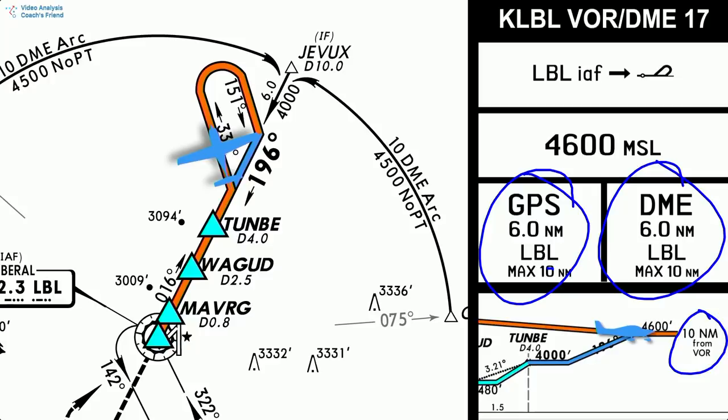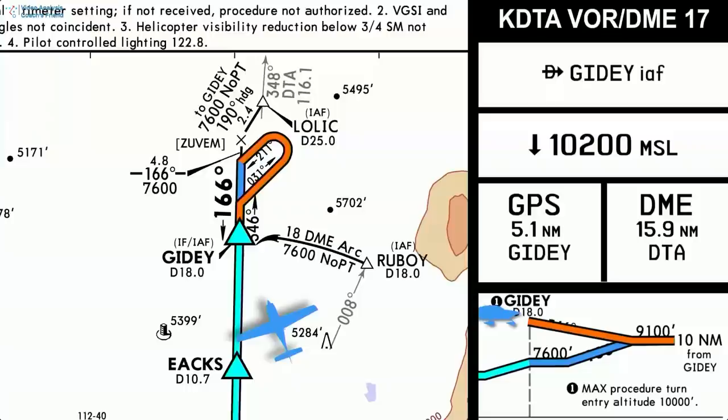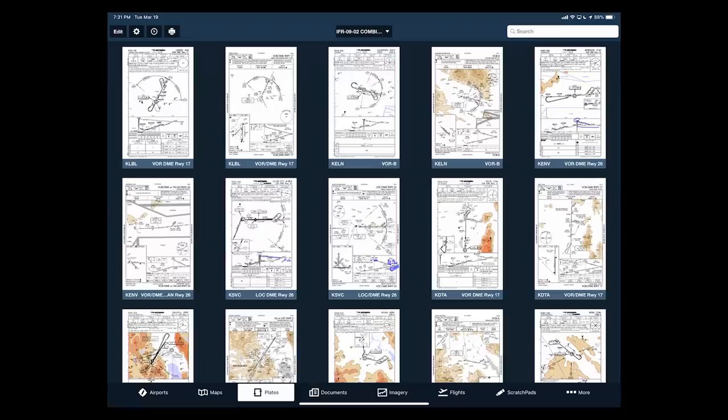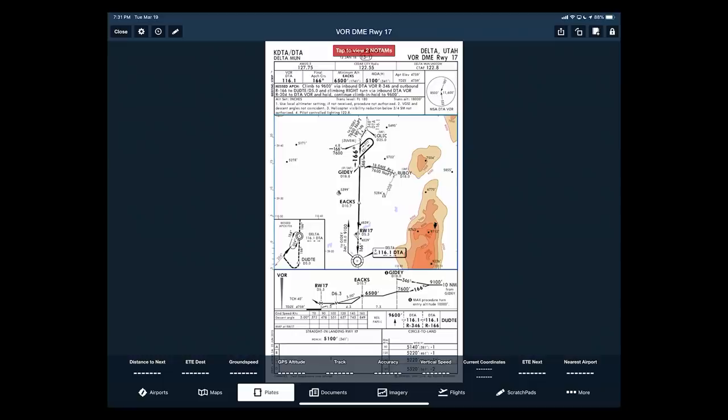So let's take a look at another one. We're going to take a look at Delta, Utah. So let me load that up. That's KDTA, and I'm going to hit pause here, and we'll start by looking at the chart. So I'm going to switch over to ForeFlight, and we're going to pull up Delta. Okay, this is the VOR DME to runway 17.